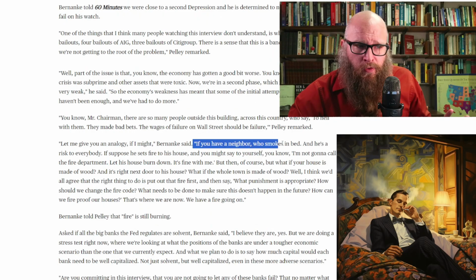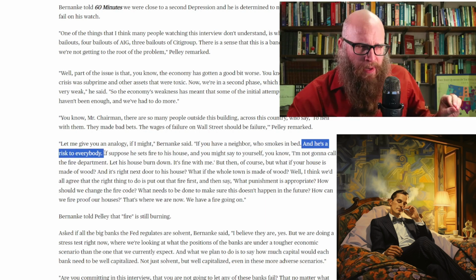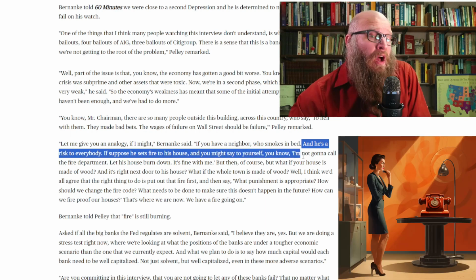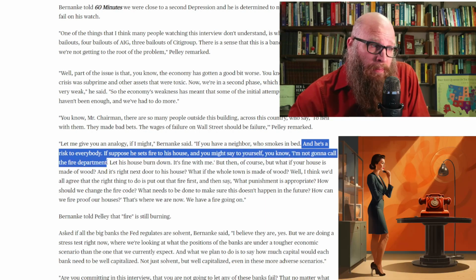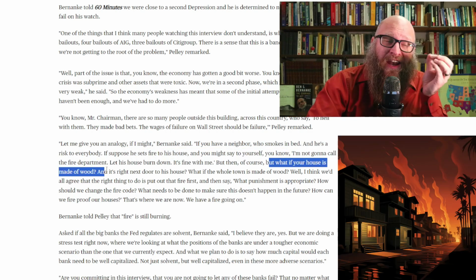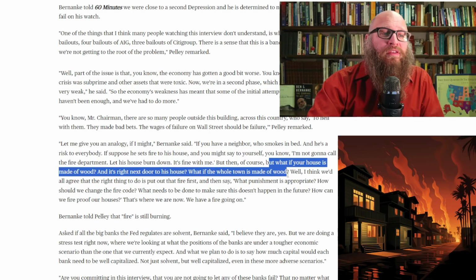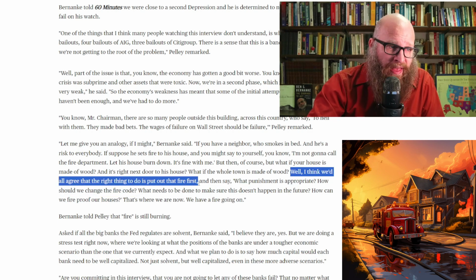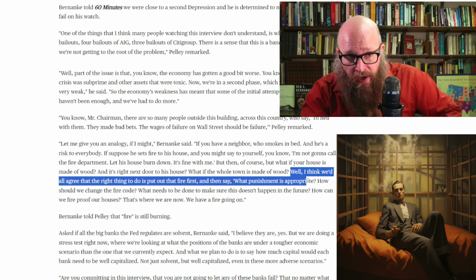If you have a neighbor who smokes in bed, and he's a risk to everybody, suppose he sets fire to his house, and you might say to yourself, I'm not going to call the fire department. Let his house burn down. It's fine with me. But what if your house is made of wood and it's right next to his house? What if the whole town is made of wood? Well, I think we'd all agree that the right thing to do is put out that fire first and then say what punishment is appropriate.